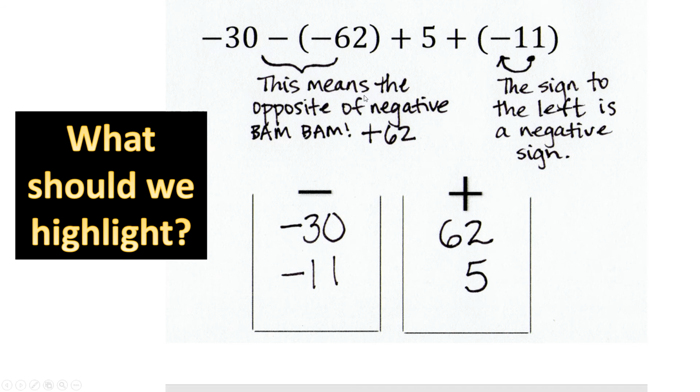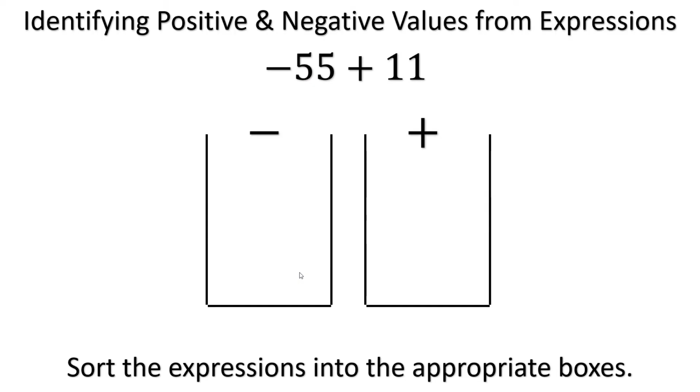The first one, negative 30, goes in the negatives box. We have the opposite of negative 62, plus, meaning 62 is a positive. Then we have plus 5, which is positive 5, and then plus a negative 11. We're adding a negative, meaning this is a negative, so negative 11. And highlight anything on this part that you think is important.